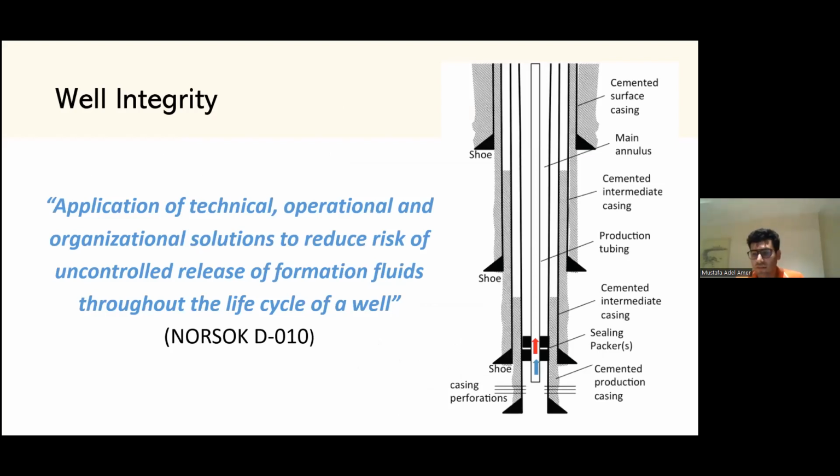So what is well integrity after this simple introduction? Well integrity is the application of technical, operational, and organizational solutions to reduce the risk of uncontrolled release of formation fluids throughout the life cycle of the well. So we merge technical, operational, and organizational aspects: how we design and how we operate, our operational procedures, and how the organization behaves and deals with events. We gather them all to make sure that the wells are safe and they don't release any fluids in an uncontrolled manner throughout the life of the well, through drilling, through production, through specific operations, and down through abandonment.